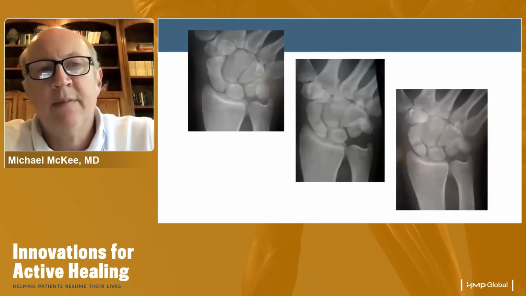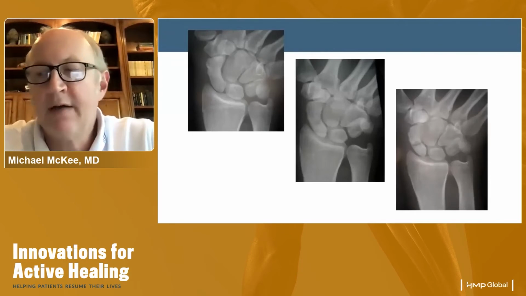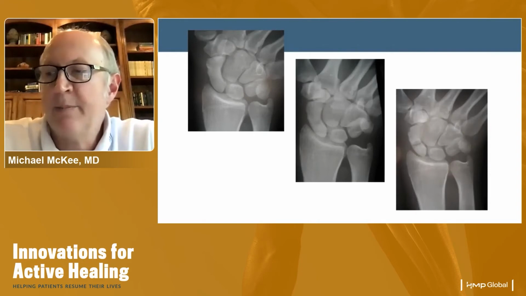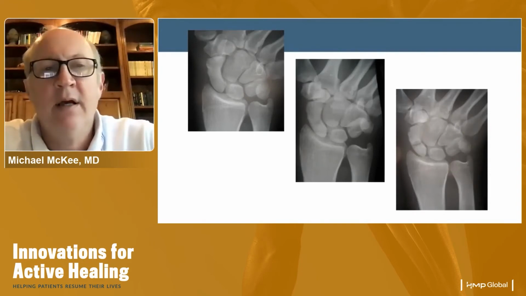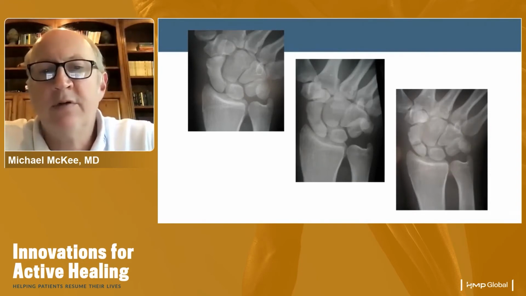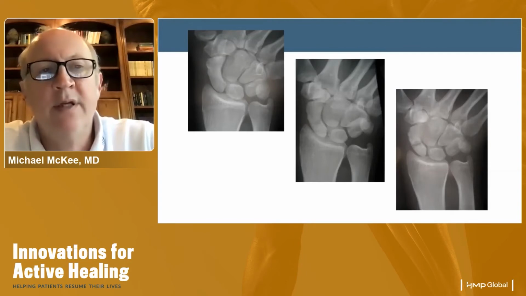Well, what about non-unions in particular areas? I'm going to talk a bit about scaphoid non-unions here. I do have a bit of a side interest in upper extremity issues, and I see a fair number of scaphoid problems. And of course, the scaphoid is a bone in the wrist that doesn't want to heal.